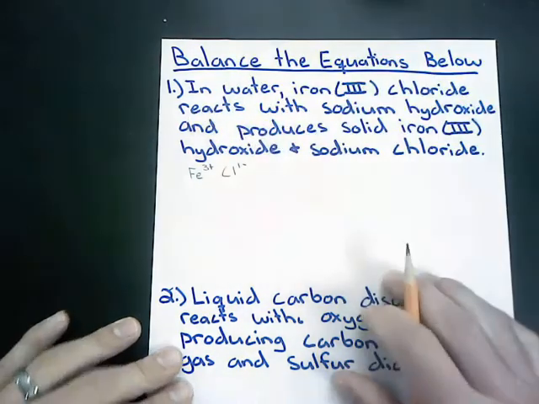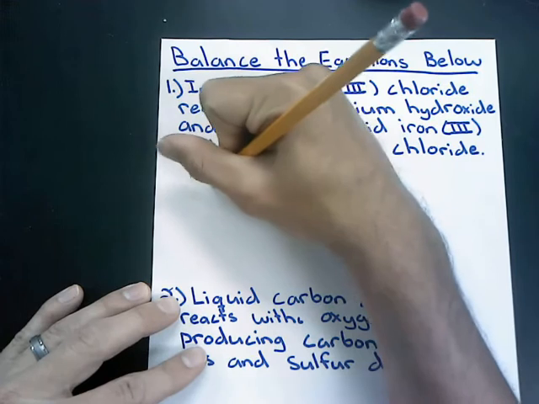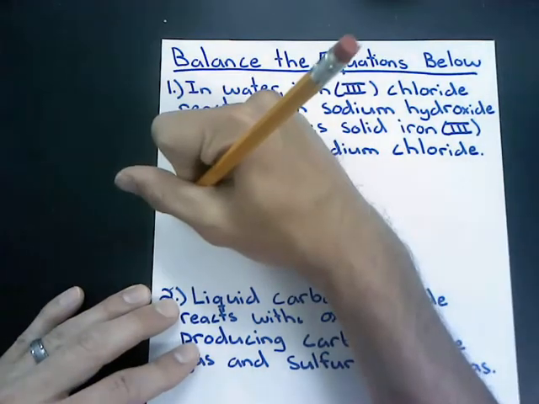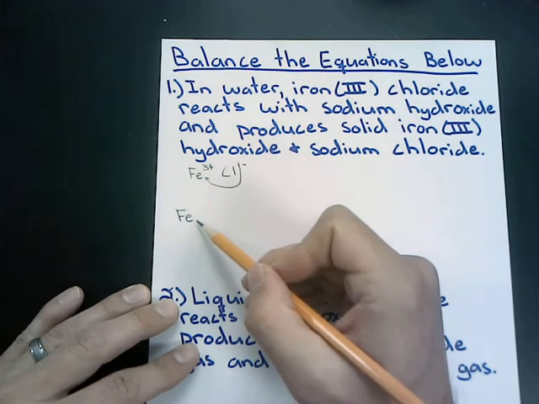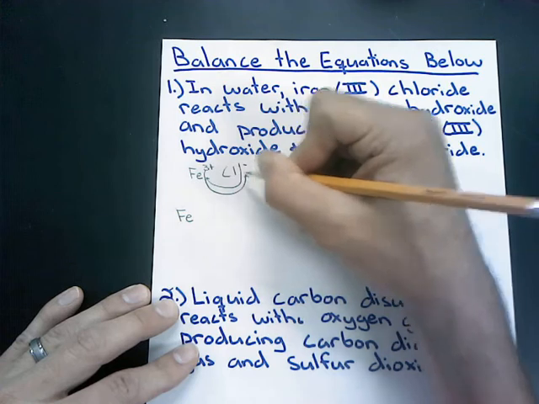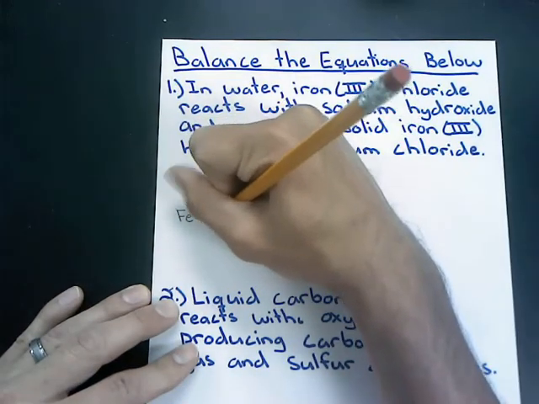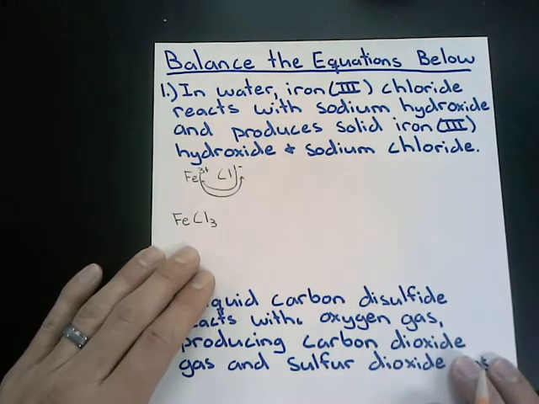And so all we do from here is we swoop over the charge number to represent the number of atoms. So we have Fe, and we just need one of them, so we don't write that down. And then we swoop over the charge 3+ to represent how many Cl's we need, and so we need Cl3. So that is our iron 3 chloride.